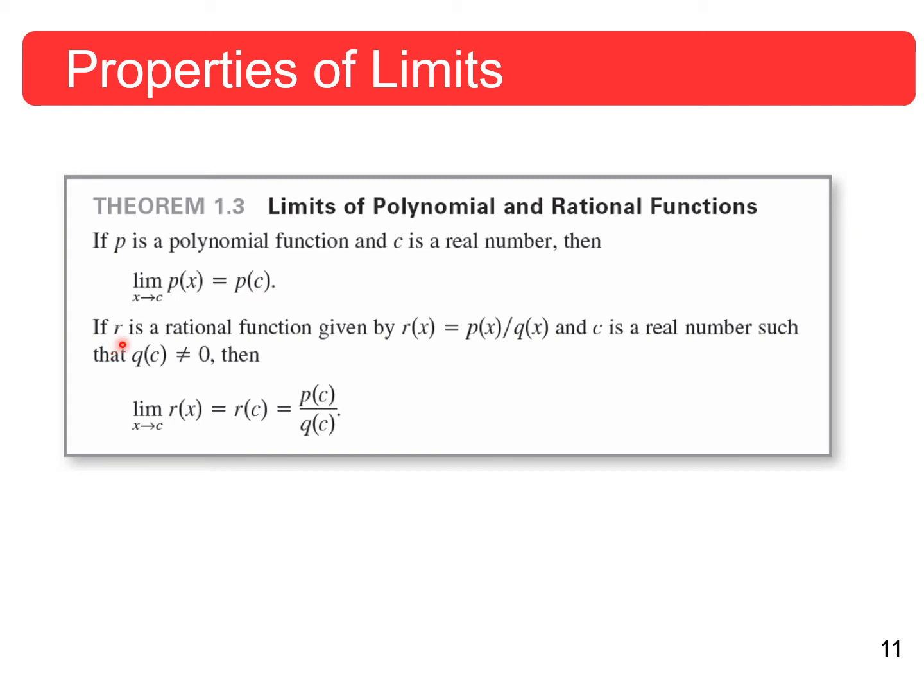And if r is a rational function given by p of x over q of x, so if r of x is equal to p of x over q of x, and c is a real number such that q of c is not 0, so if you evaluate this q at x equals c, you get a non-zero value, then this property will hold. So then the limit of the rational function r of x as x approaches c is just equal to the value of the rational function evaluated at c. That is p of c over q of c.